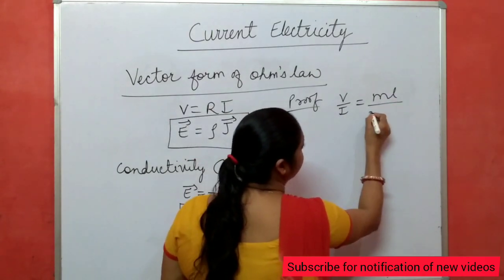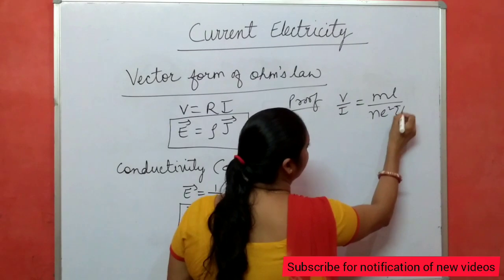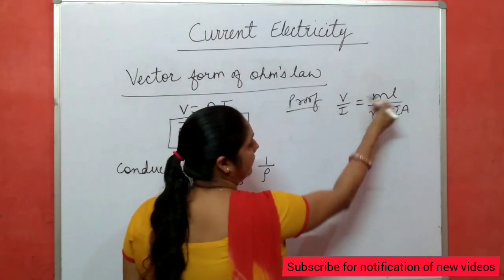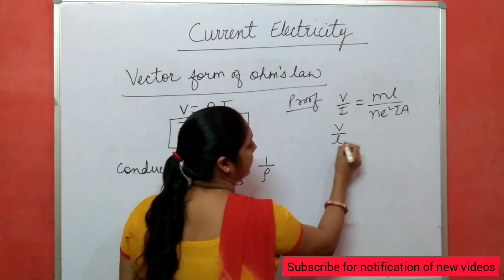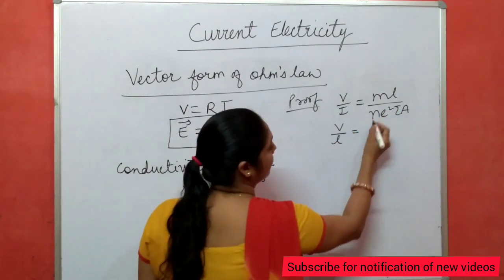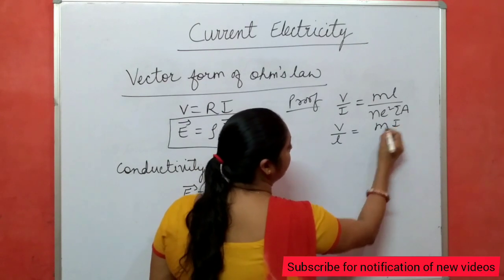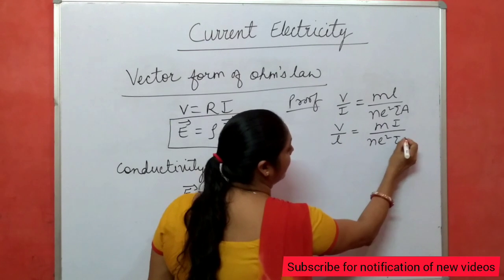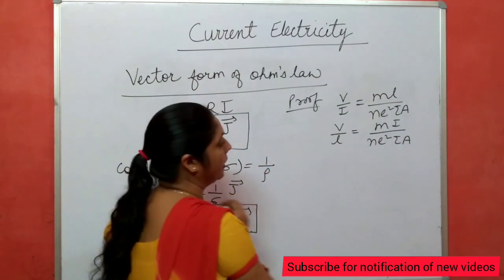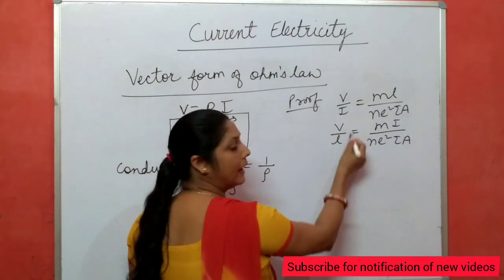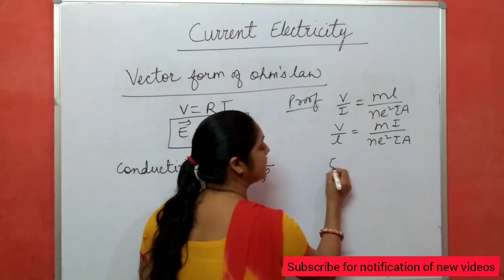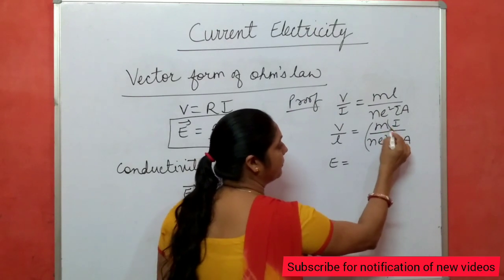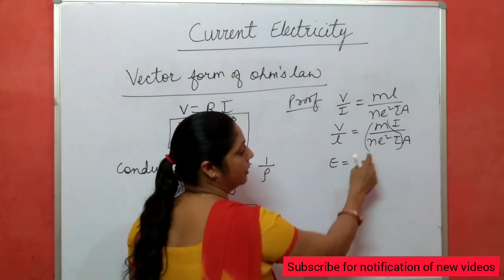ML by NE square tau A. Okay. Now rearrange this one. You take L to this side. V by L, this becomes M I by N E square tau A. Okay. And you know that V by L is what? V by L is the electric field. Okay. And M by N E square tau.